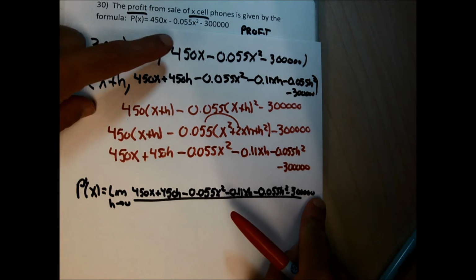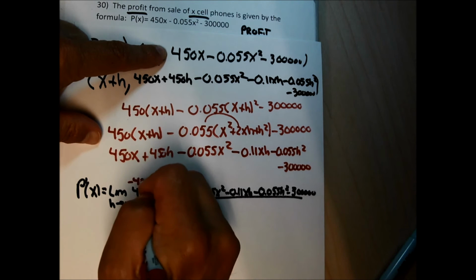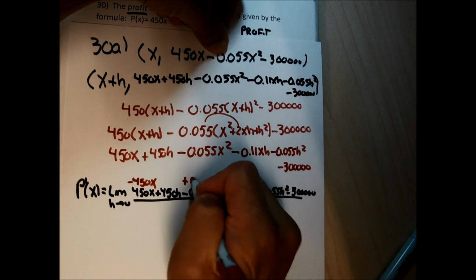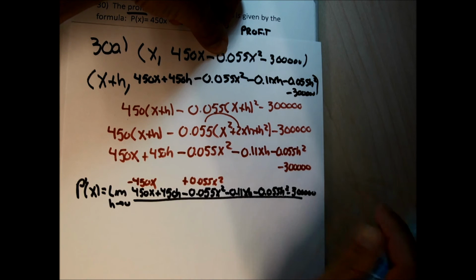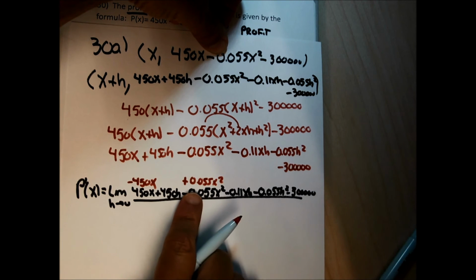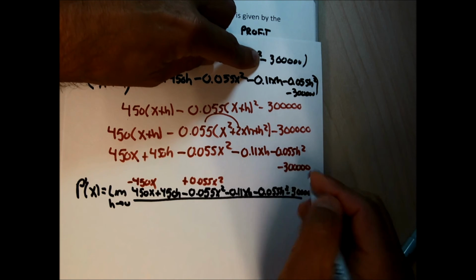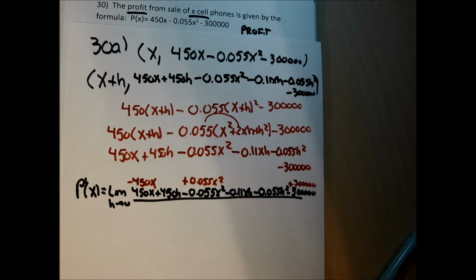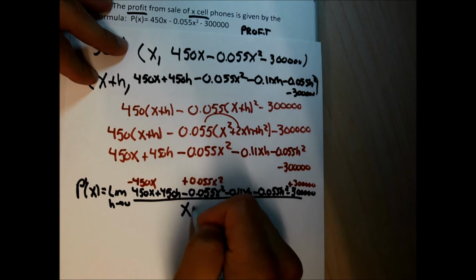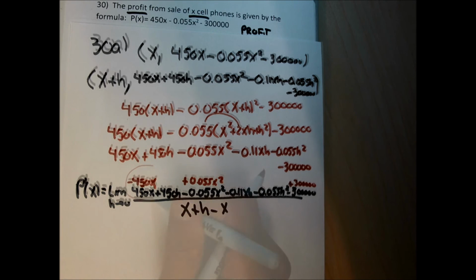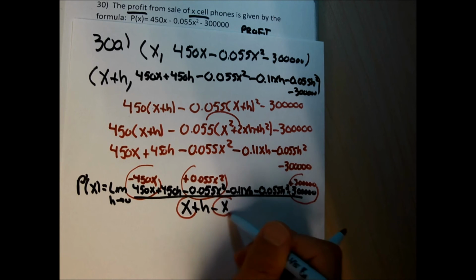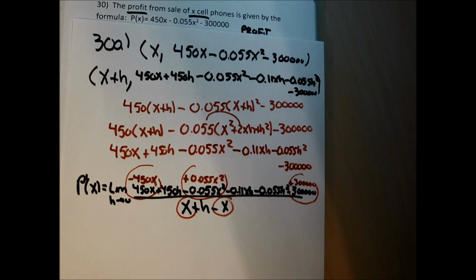So right here I'd put a minus 450x. I'm going to line it up under that 450x because it's going to cancel. And then that sign's going to flip to a plus 0.055x squared. So instead of writing it off the screen, I'm writing it above the things they're going to cancel with. And then that is going to turn to a plus 300,000. So that's the numerator written as best I can, over x2, x plus h, minus x1, x. Things without the h's cancel, and in the denominator the x's cancel.